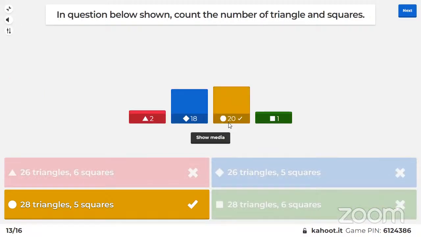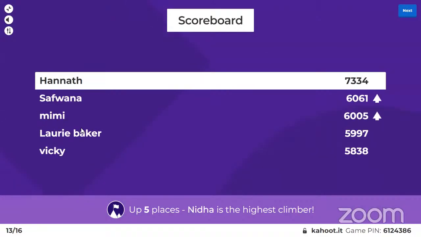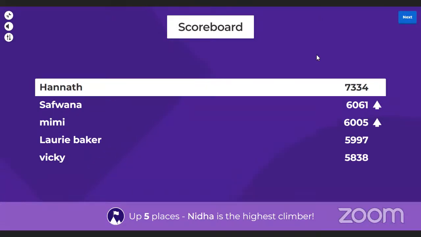How many triangles? 28 triangles. 28 triangles and 5 squares are there in the figure. Scoreboard. Hannath still on the top with 7,773 points. Second, we have Safwana. Third, we have Mimi. Fourth, we have Laurie Baker. And fifth, we have Vicky. The highest climber here is climbing up 5 places in the scoreboard.